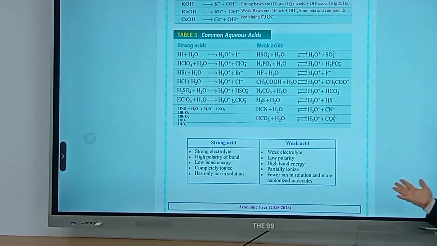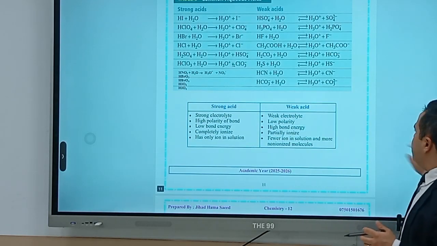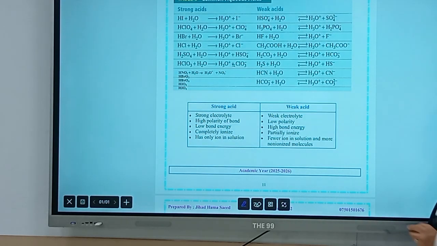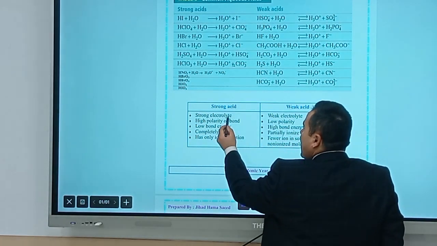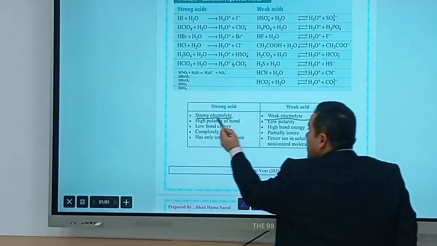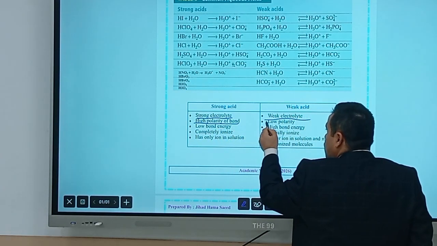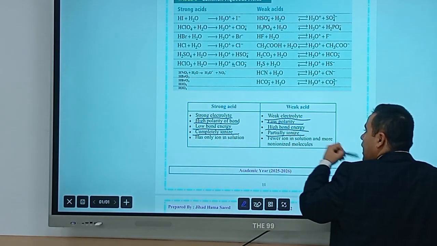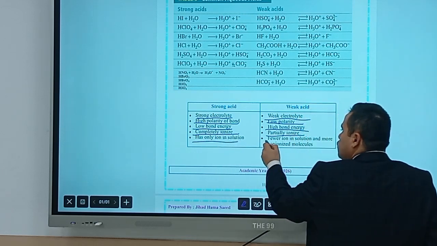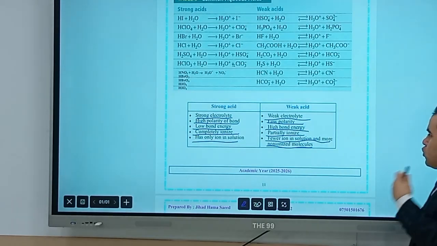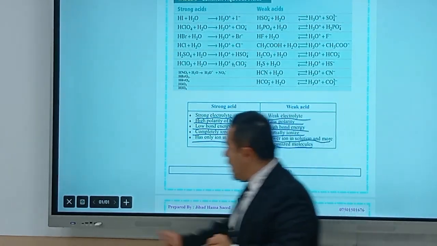We have discussed the acids, but in general, what are the differences between strong acid and weak acid solutions? In terms of conducting electricity, strong acids are strong electrolytes, but weak acids are weak electrolytes. Strong acids have high polarity of bond and low bond energy, while weak acids have low polarity and high bond energy. Strong acids are completely ionized, weak acids partially ionized. Strong acids have only ions in solution, weak acids have fewer ions in solution and more non-ionized molecules. So the non-ionized molecules here are more than the ions.